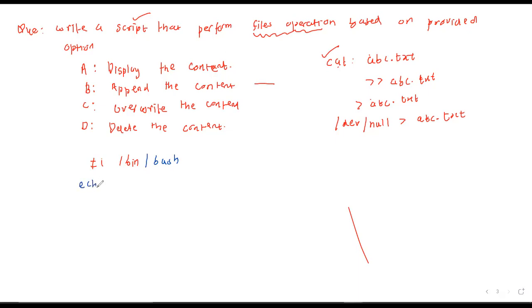Then we write echo. We have to display these options now. So for this we write echo a, then we write display the content. In the same way we write for b, we write for c, we write for d as well. So we write display the content, append the content, and so on.